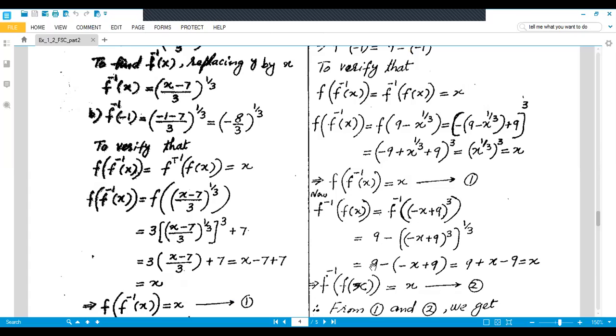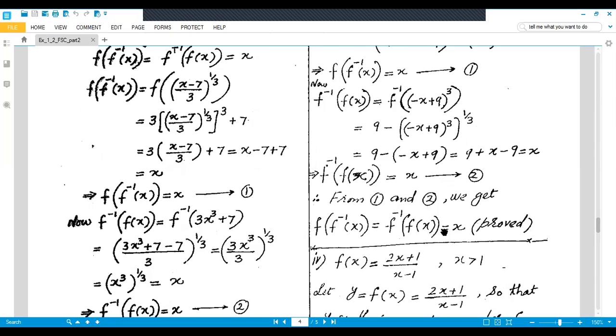The 3 and 3 cancel. Now we open the bracket: 9 minus into (minus x plus 9). So 9 plus x, minus 9, which is equal to x. Minus 9 and plus 9 cancel. So f inverse of f of x is also equal to x. So from 1 and 2, we have proved that this is equal to x. In the same way, you have to do the fourth part by yourself. Now come to the next question.